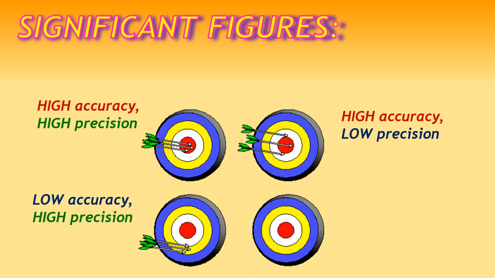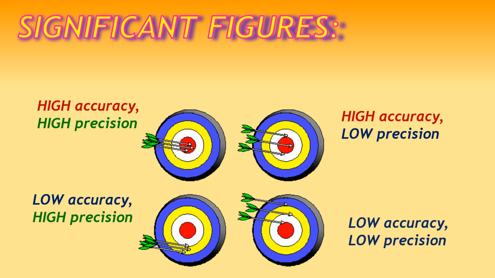If we get low accuracy, we know it's probably human error, and there's a way to adjust for that. But if we get low precision, we know it's probably a problem with the equipment, and there's a way to adjust for that. But if we get this result, low accuracy, low precision, well, probably we're going to have to start over because we don't know exactly what went wrong.